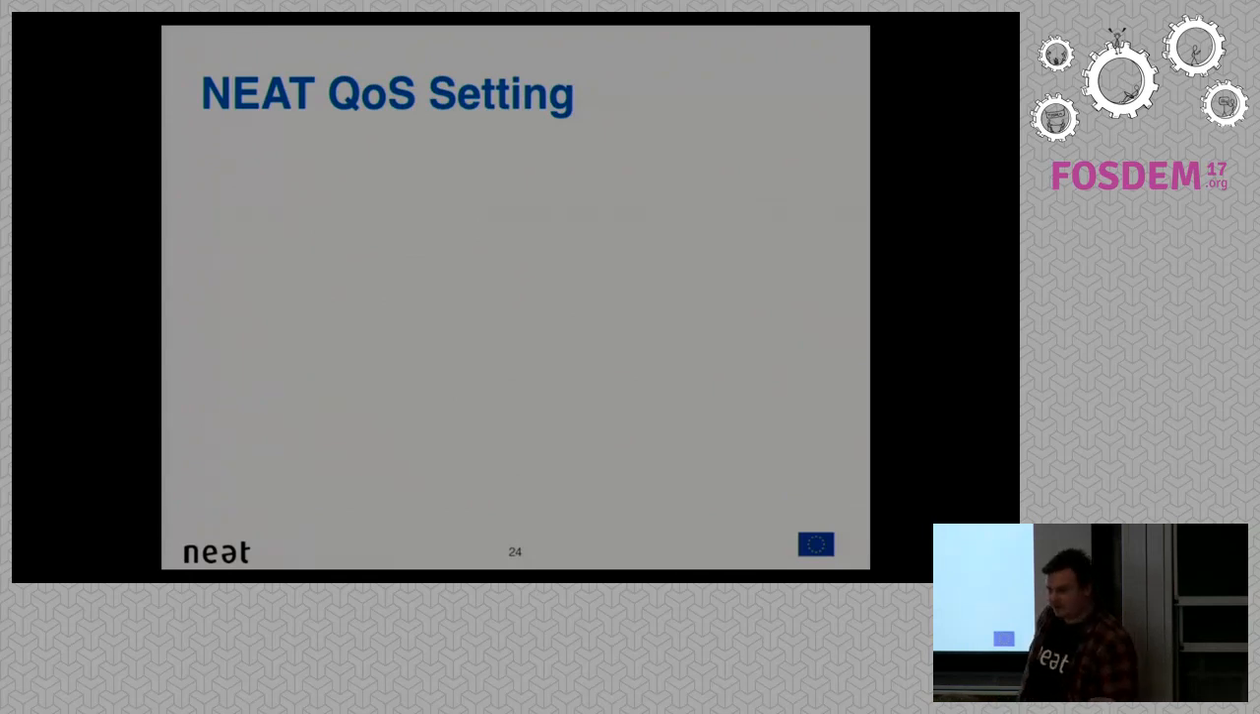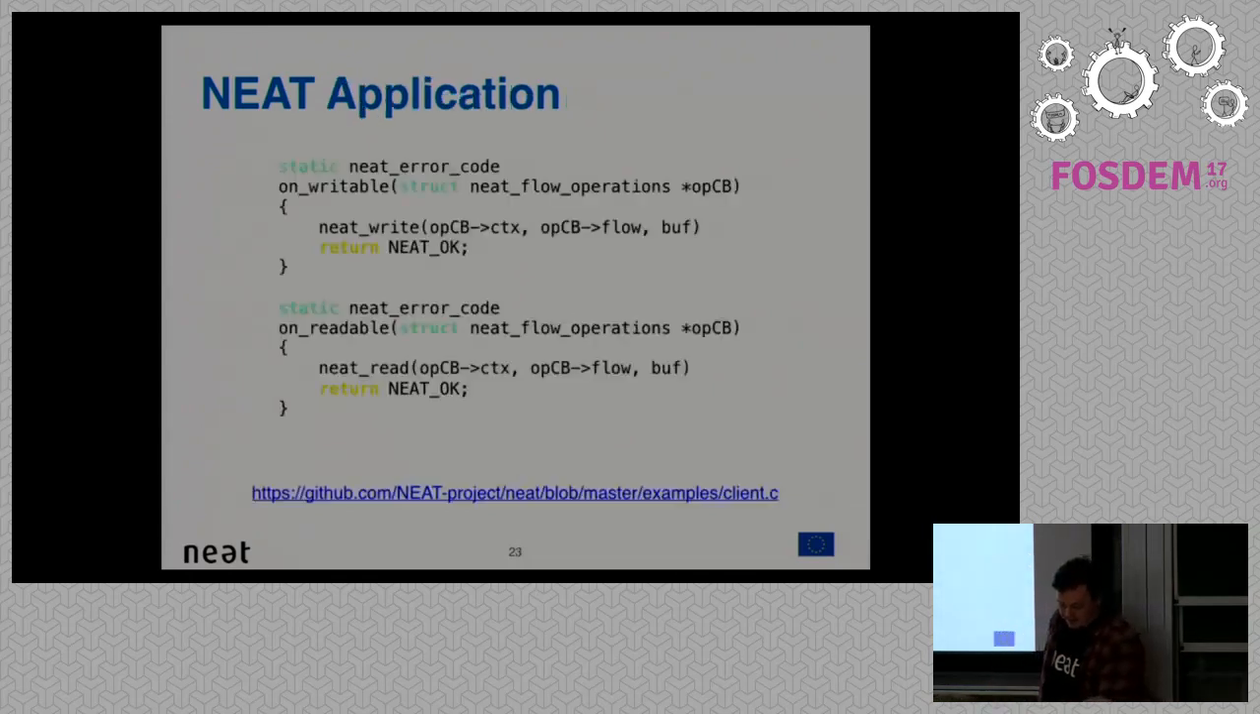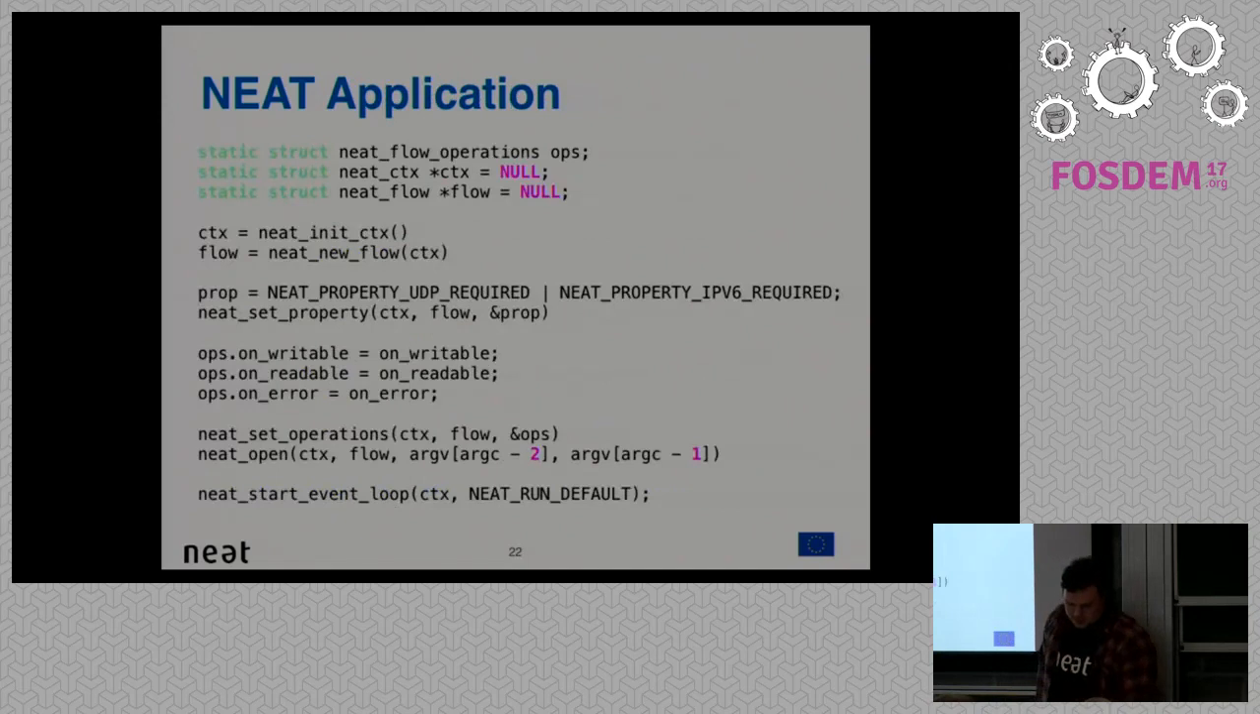Do you have an example of the server side? So the difference between the client and the server is that neat_open becomes neat_accept. Exactly the same. We do virtual accept for UDP. So we have some stuff to make UDP look a bit more like a connected protocol. And then it's all the same. It works great.